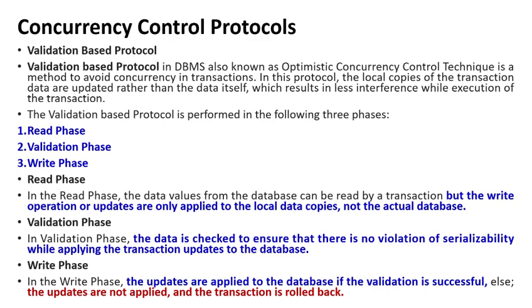In the read phase, the data values from the database can be read by the transaction, but the write operations or updates are only applied to the local data copies, not the actual database. In the validation phase, the data is checked to ensure that there is no violation of serializability while applying the transaction updates to the database. In the write phase, the updates are applied to the database if the validation is successful; otherwise, the updates are not applied and the transaction is rolled back.